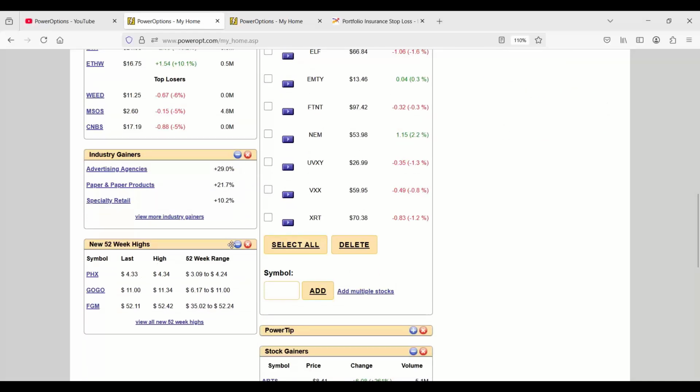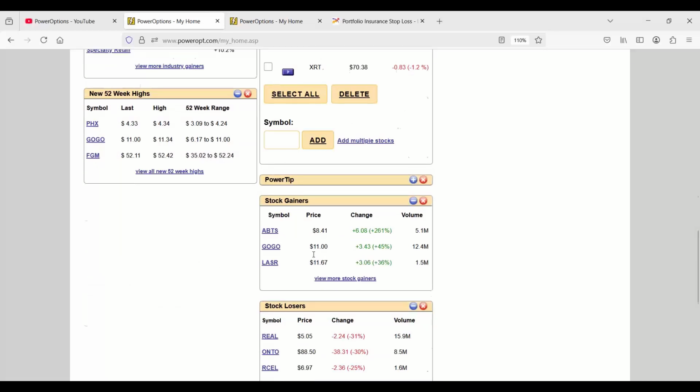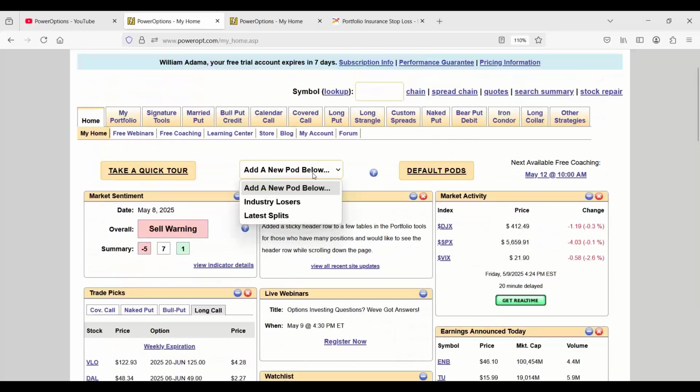And new 52-week highs, stock gainers, stock losers, and much, much more. Usually something that came out of earnings. Of course, you can customize this any way you want to. You can remove pods, as you see, by clicking that little X. And you can add different ones in to set it up how you want as well. So that's just a basic view of the Home tab.